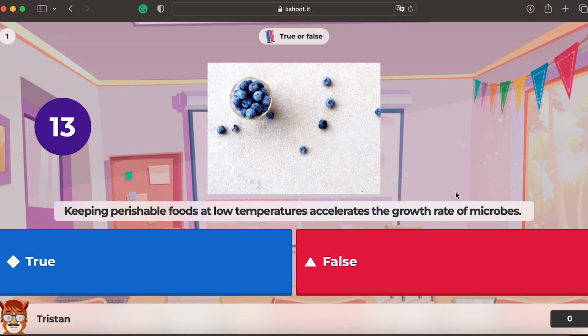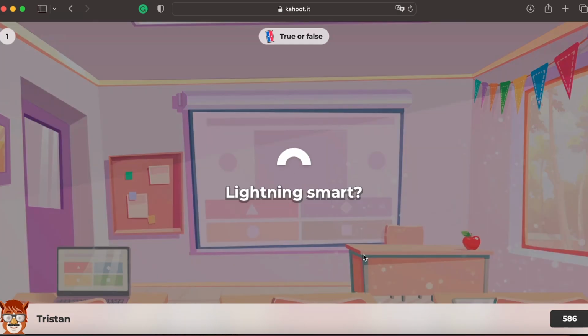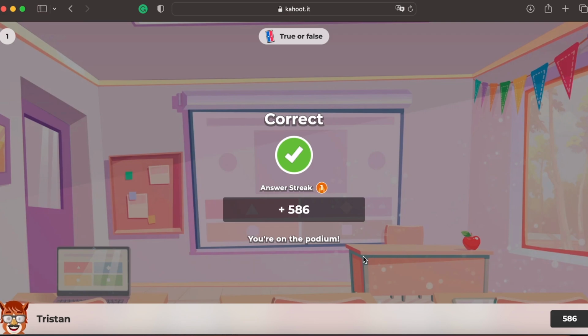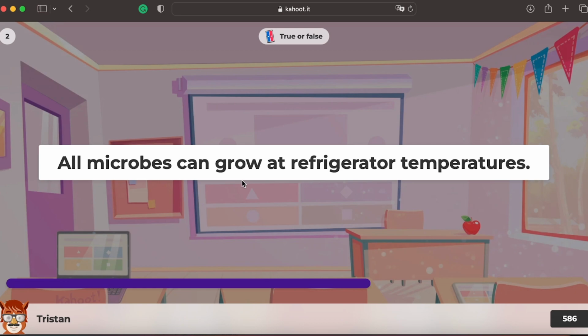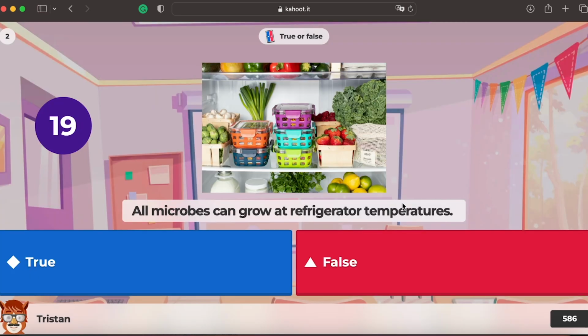A few moments later. I'm moving to handling the temperatures. The first question: keeping perishable food at low temperature accelerates the growth, is false. All microbes can grow at refrigerator temperature. Not all, I don't think so.